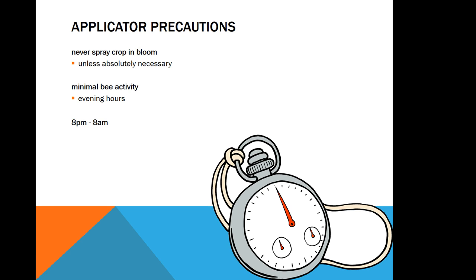Applicators must follow label directions and utilize best management practices, which include implementing integrated pest management or IPM. Applicators should not spray pesticide when crops are in bloom and bees are actively foraging. When applications must be made, they must be made during a time of minimal bee activity. This usually means evening hours or between the hours of 8 p.m. to 8 a.m. In the summertime, it gets lighter earlier and darker later, so applications can be adjusted.